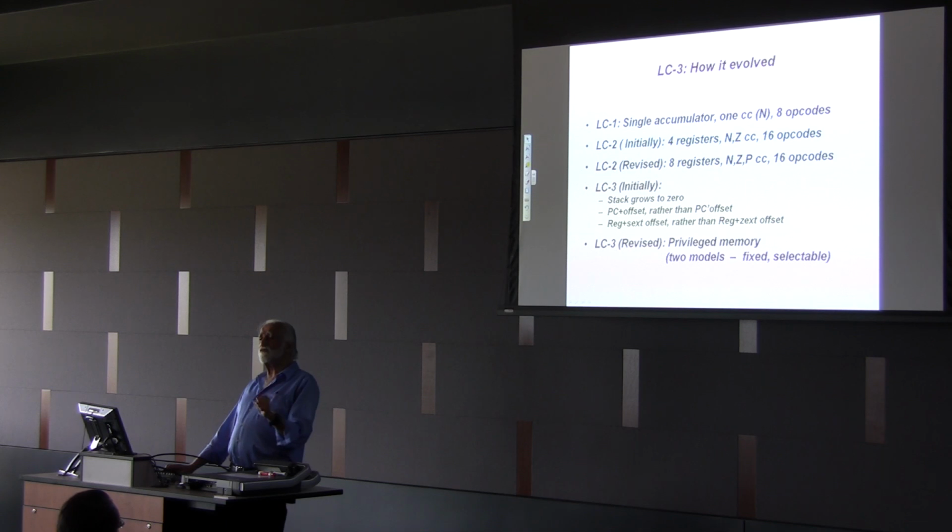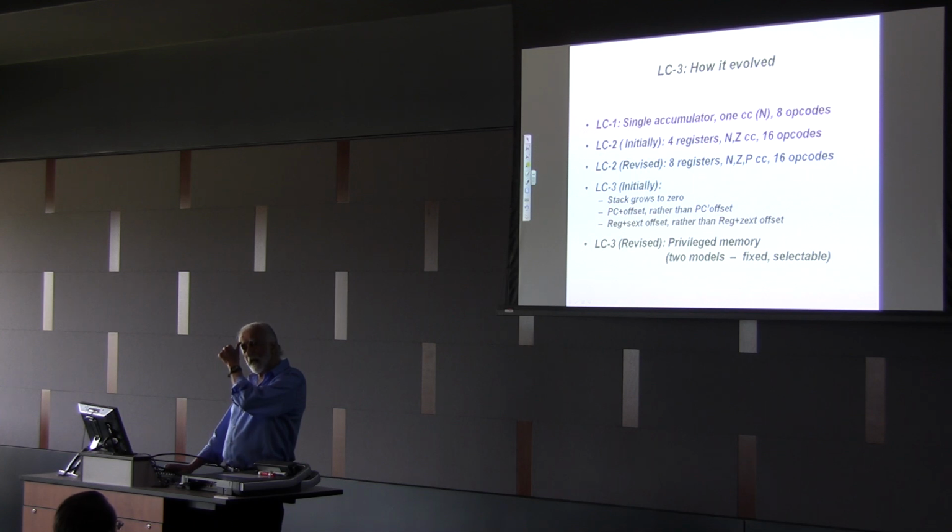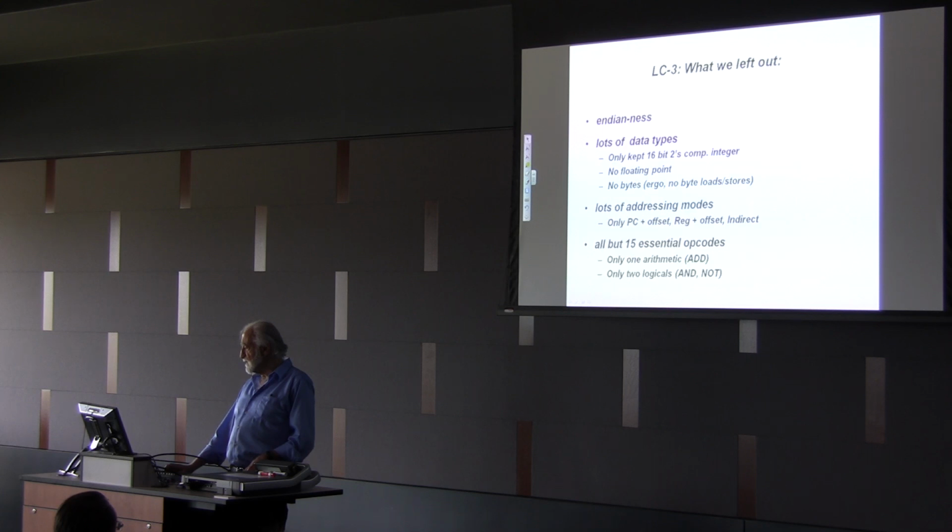Now PC plus offset, rather than concatenating the high bits, the page bits, with the rest of the address. And now the next thing I'm doing is making privileged memories more serious, because people want to write operating systems for the LC3, and until they have privileged memory in a real way, they can't do it. People are already writing compilers for the LC3, so why not give them that?